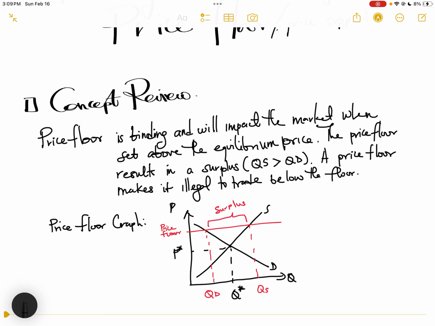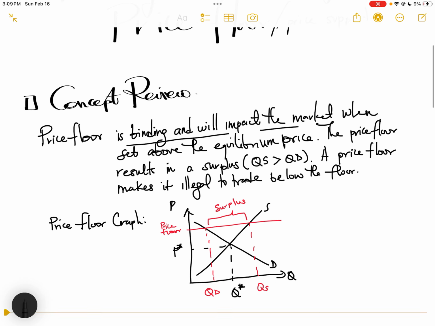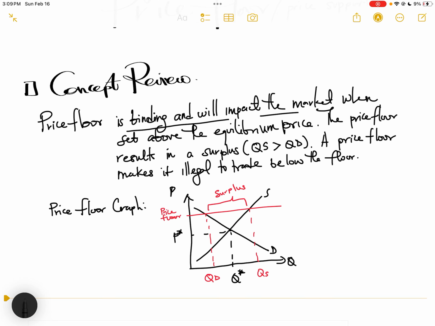The price floor is binding and will impact the market when it is set above the equilibrium price. The price floor will result in a surplus where quantity supplied is greater than quantity demanded, and the price floor makes it illegal to trade below the floor. Okay, here is the associated graph right here.